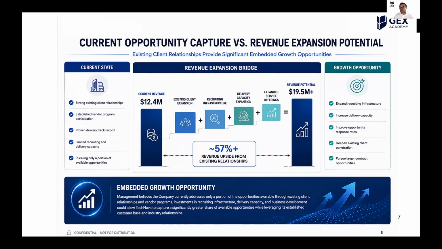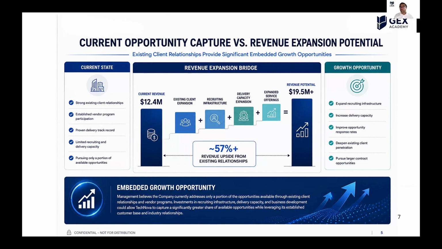So, of course, the first driver you look at is client expansion. It is often one of the most attractive forms of growth because it involves selling additional services to customers who already know and trust the company. Existing customers typically require less sales effort, and they often have lower acquisition cost than entirely new customers. So that's super key.